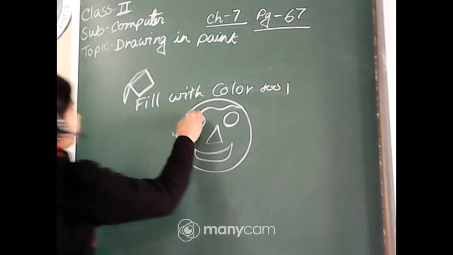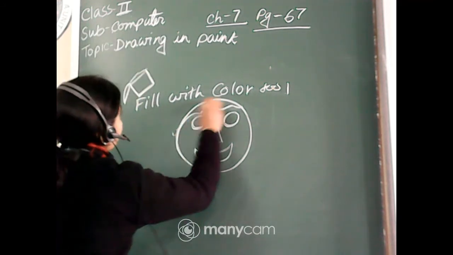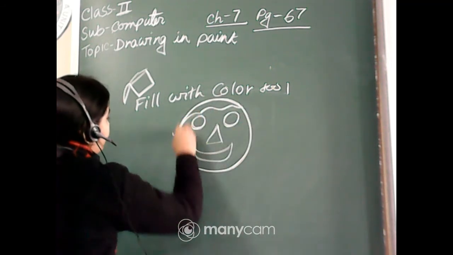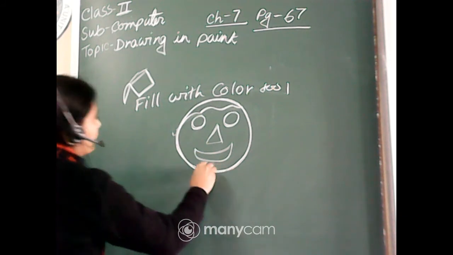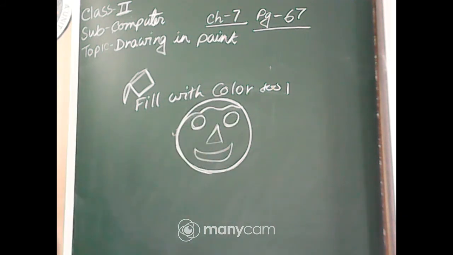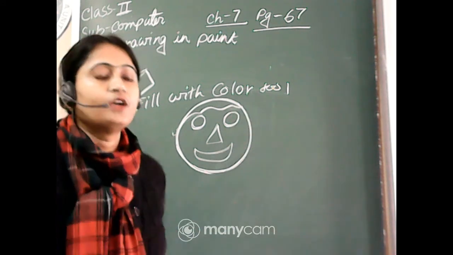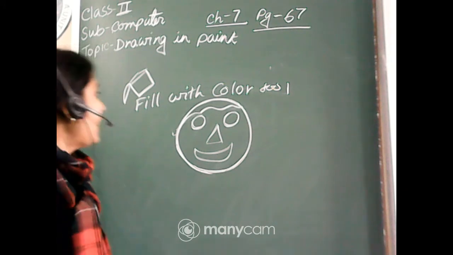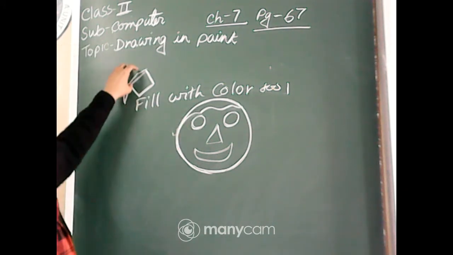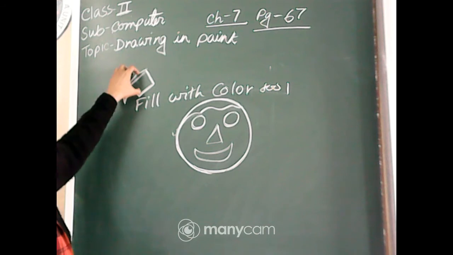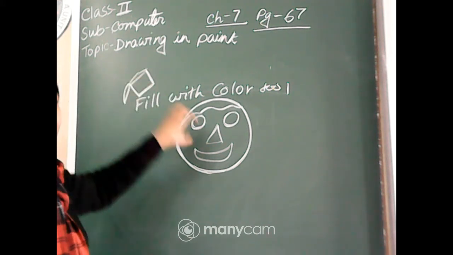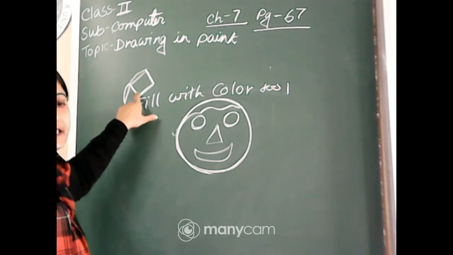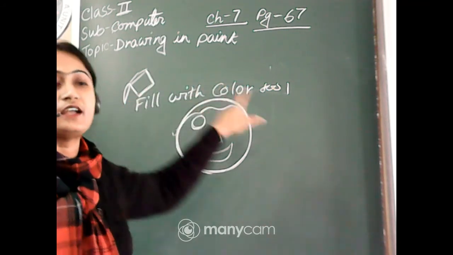Suppose this is a fish. You want to color this face part, like a skin color or light yellow. So you have to choose the color from the colors group. From the colors group you choose the color which you want to apply, and then you choose the fill with color tool. After choosing the fill with color tool, when you bring the pointer on the drawing area, you can see this symbol. That means you have selected the fill with color tool. Now the fill with color tool is selected.